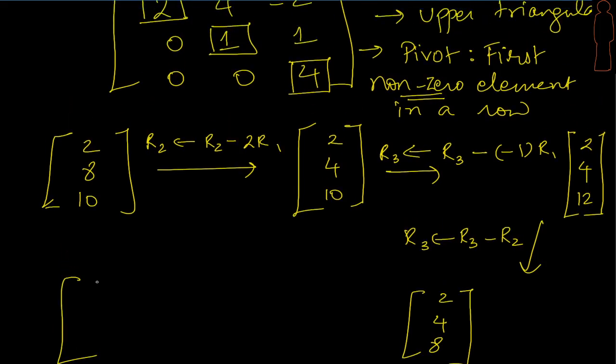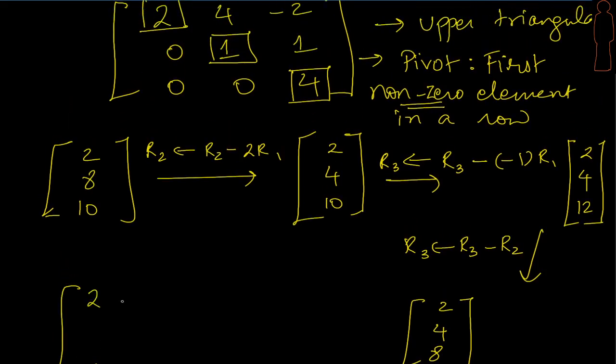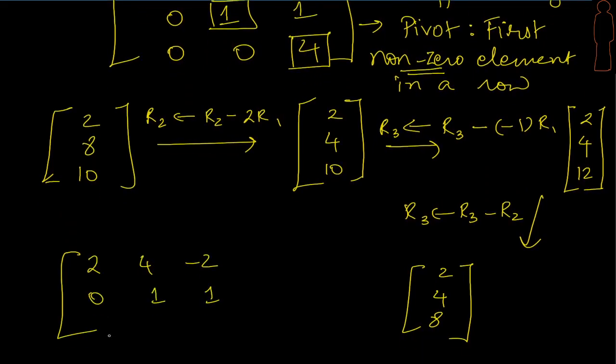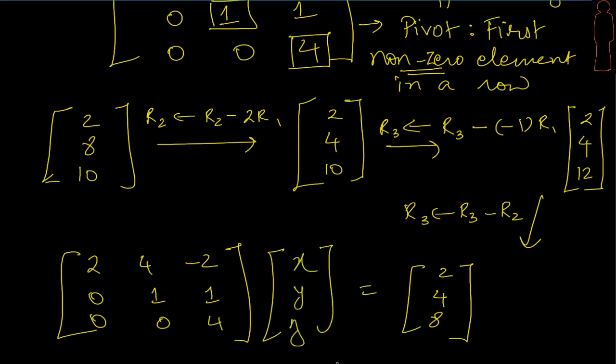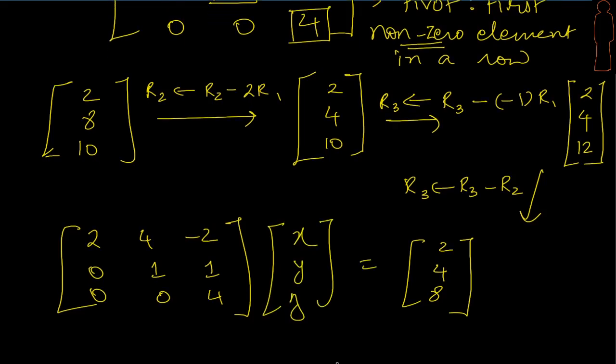The 2, 4, minus 2, 0, 1 and 1, and 0, 0, 4. Now we have an upper triangular matrix. So we can write this in matrix notation. X, Y, Z is going to be the right hand side, 2, 4, 8, right?